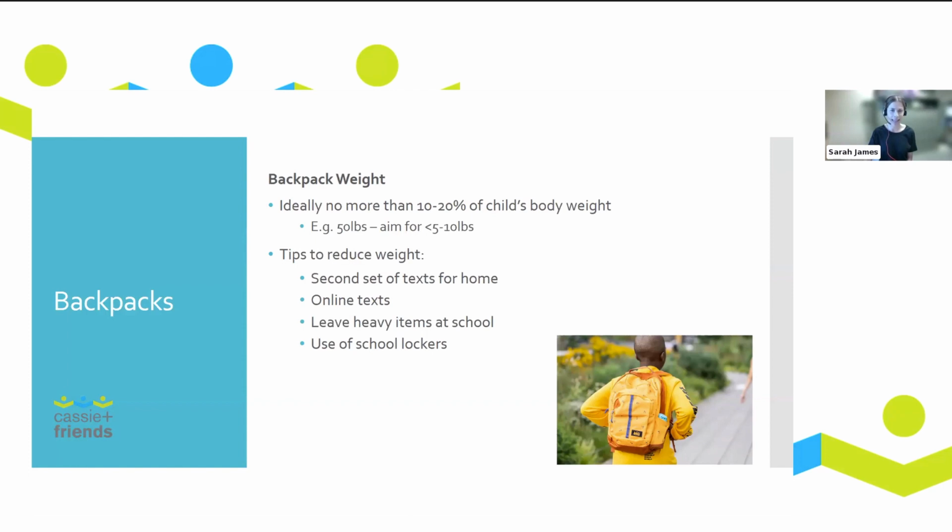It can be hard sometimes to think about ways to reduce the weight of these bags. Some tips: for students who have textbooks, request a second set so that there can be a set left at home to reduce carrying back and forth. Sometimes online texts can be used instead of a hard copy textbook. Some heavy items can sometimes even be left at school, such as water bottles or even musical instruments if they're not needed that particular night for home practice. As well, if school lockers are available, use these to either store some of these heavy items or even to leave the backpack itself in the locker during the day instead of carrying it around so much.